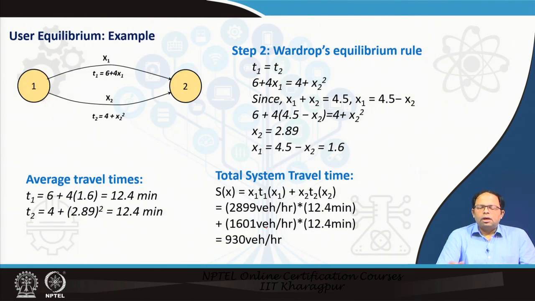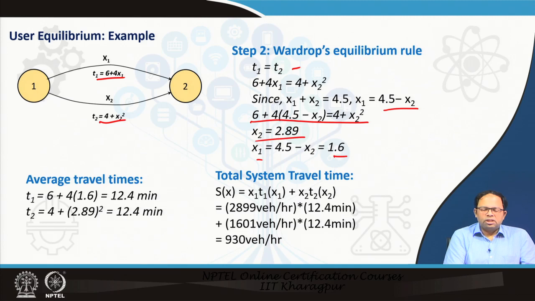Now let us assume Wardrop's equilibrium rule, that is T1 will be equal to T2, right? So that means if I equate these two equations, then we get 6 plus 4x1 equal to 4 plus x2 square. So since now replacing x1 by 4.5 minus x2, because x1 plus x2 equal to 4.5, we get this form of the equation, and then if we solve for x2, we get x2 equal to 2.89, and x2 is 2.89, means x1 is 4.5 minus 2.89, which is around 1.6.